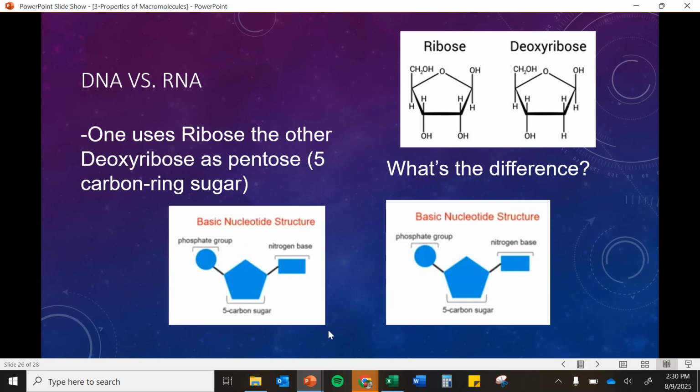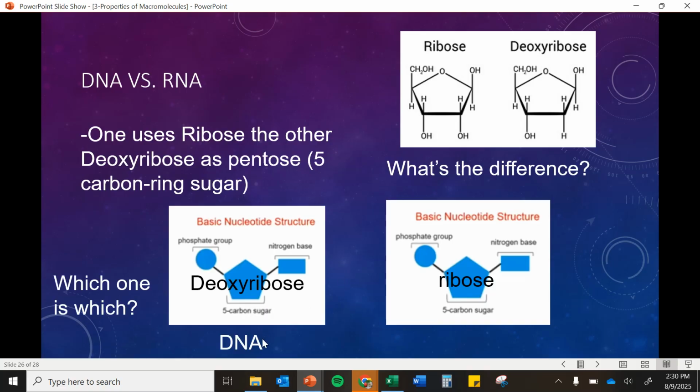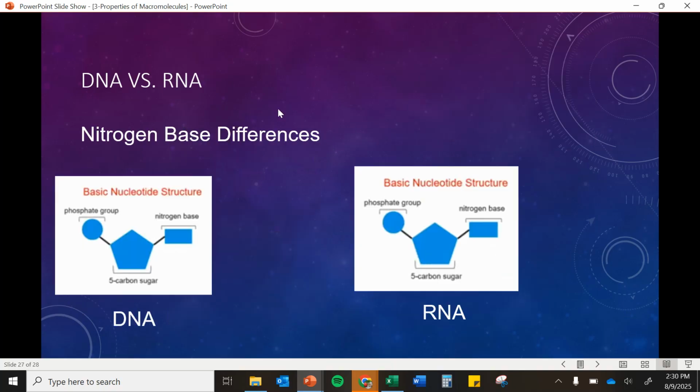Okay, but their main structure, the phosphate group, 5-carbon sugar, and nitrogen base, is still the same. We will just have one that's got a deoxyribose and one that has a ribose. And which one is which? Well, the deoxyribose will be the DNA and the ribose will be the RNA. So that's one of our differences between DNA and RNA.